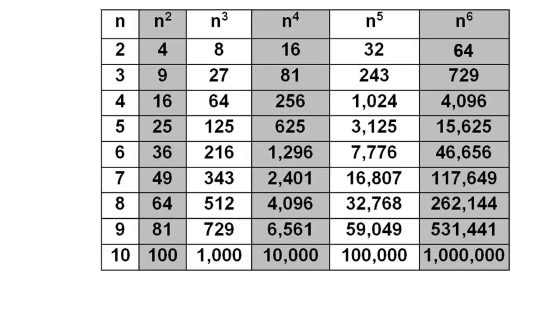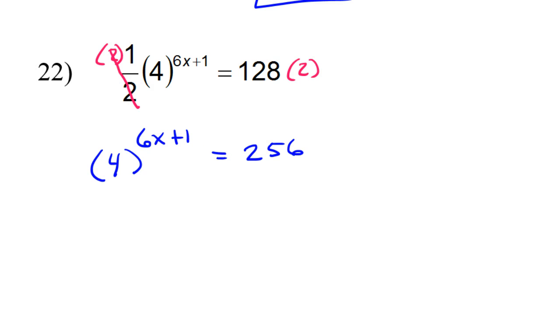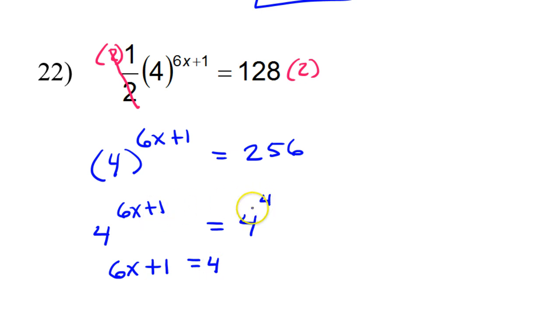So I'm going to look at my exponent table. Okay, here's my base 4, and here's 256. So 4 to the 4th power is 256. So I'm going to rewrite 256 as 4 to the 4th power. So over here I have 4 to the 6x plus 1 power, and that's equal to 4 to the 4th power. That only makes sense if the exponents are equal. So that means I can set the exponents equal to each other and make a new equation. 6x plus 1 must equal 4.